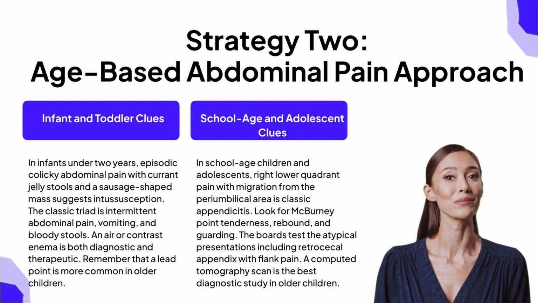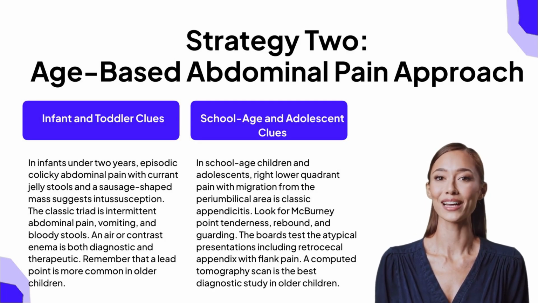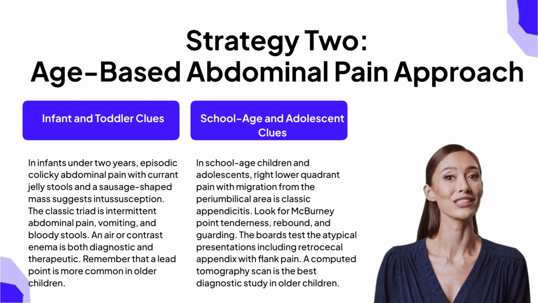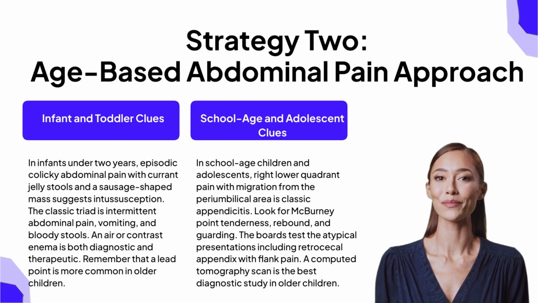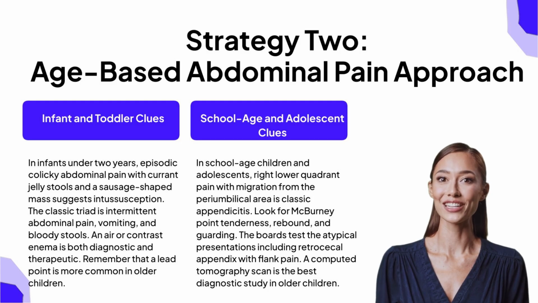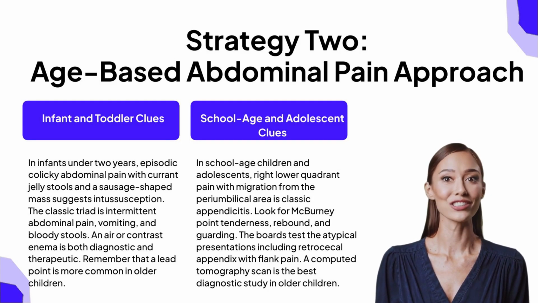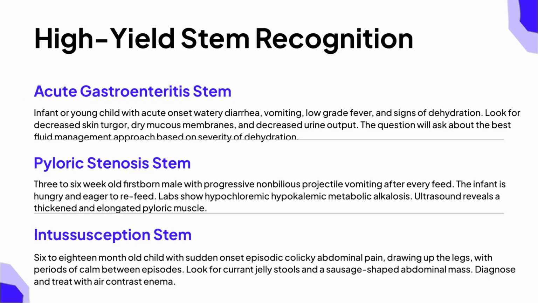Keep in mind that a lead point such as a Meckel diverticulum is more common when intussusception occurs in an older child. For school-age children and adolescents, right lower quadrant pain that started around the belly button and migrated is classic for appendicitis. McBurney point tenderness, rebound tenderness, and guarding are the buzzword exam findings. The boards also test atypical presentations, such as a retrocecal appendix causing flank pain. A computed tomography scan is the best diagnostic study in older children, while ultrasound is preferred for younger children to avoid radiation.